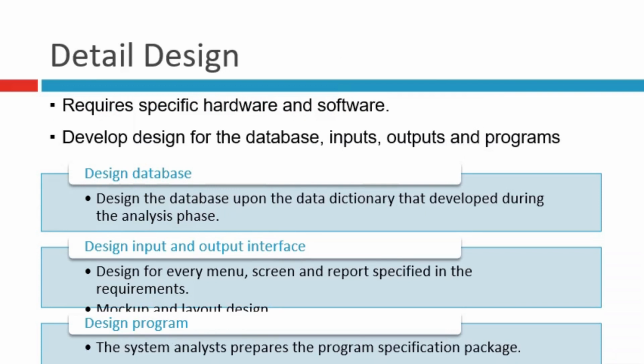What are the detailed design activities? We call it physical design because we require specific hardware and software, but we don't obtain new additional hardware and software. So in this detailed design, we develop the design for the database, the inputs, outputs, and the programs.